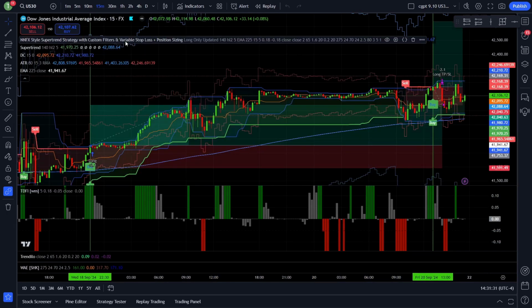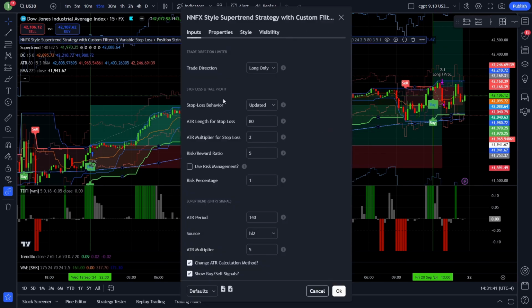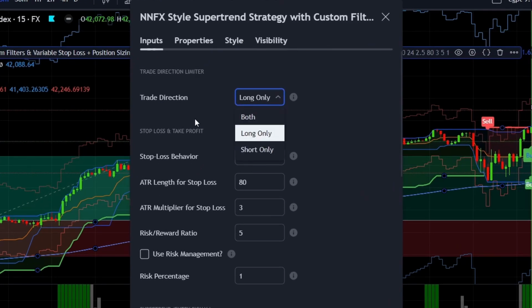Okay, now let me quickly go over our script, its features and functions, and the 2 extra filters that you can use with it. So here's the full script. On the top you can set up in which direction you want to allow trades. If you want to allow only longs, then choose long only. If you want to allow only short trades, then choose shorts only. And if you want to allow both, then do both.